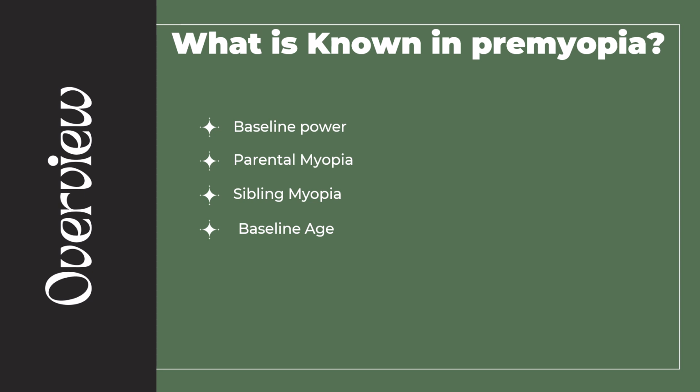And then there is the baseline age at which this baseline power is defined. So as I said, if your power is plus 0.5 at an age of 14 years, it may not truly be a risk for premyopia, but the same power of plus 0.5 at 4 years may be a risk factor, especially when superadded with parental myopia. It is a definitive risk factor for premyopia.